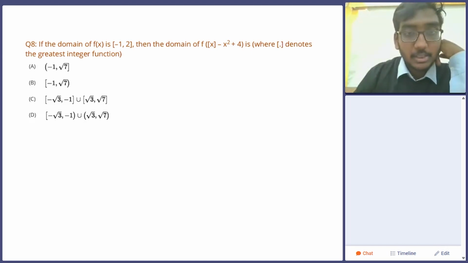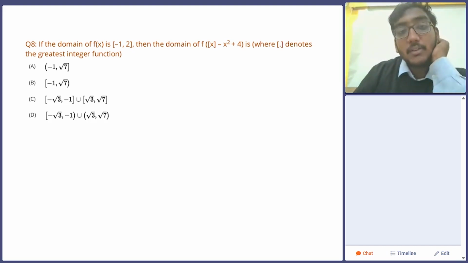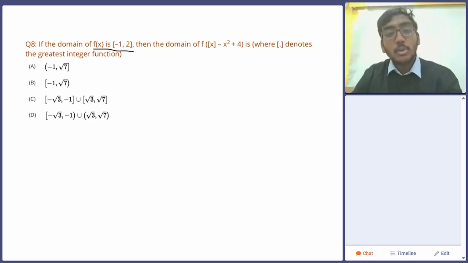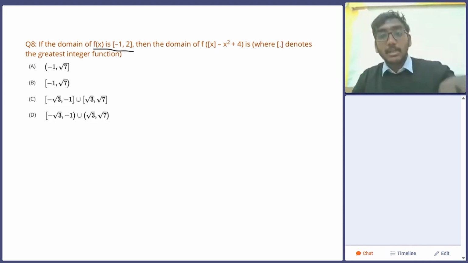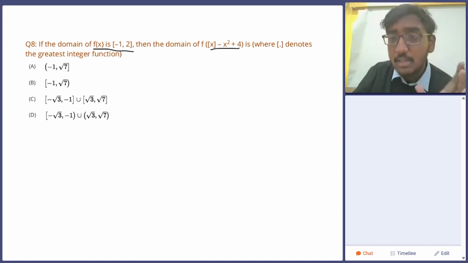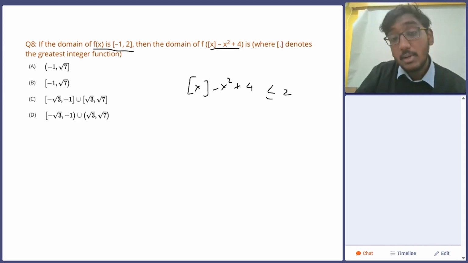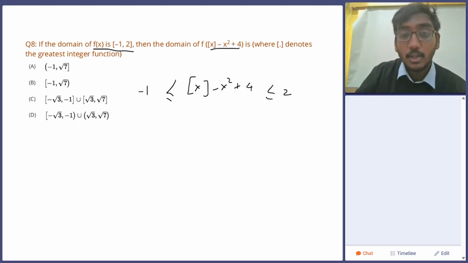So this question actually, they have given the domain of the function and they are asking the domain of this function, okay? See, they have given that the domain of the function is minus 1 to 2, that means whatever is there as a value inside the function can vary from minus 1 to 2, right? That means clearly we can say this particular function, greatest integer x minus x square plus 4, can vary from minus 1 to 2, okay?